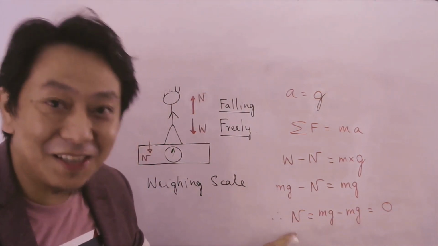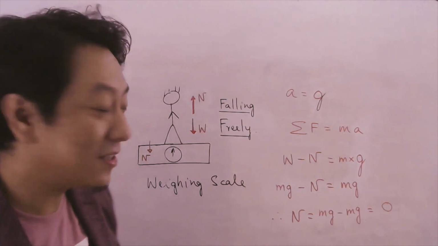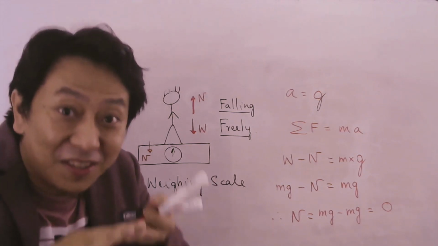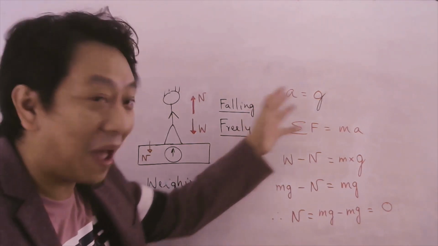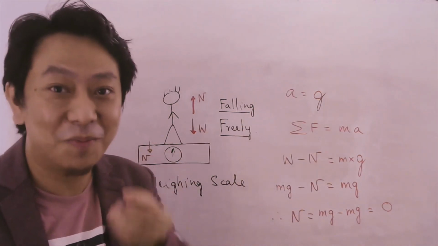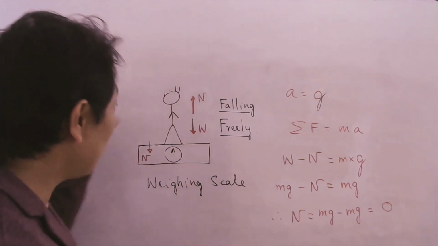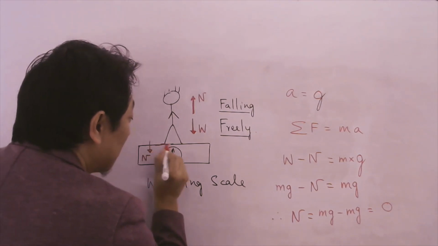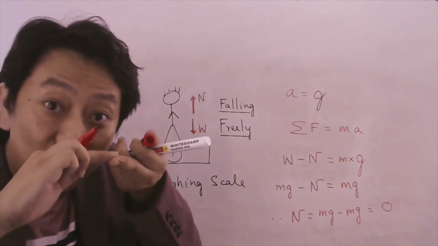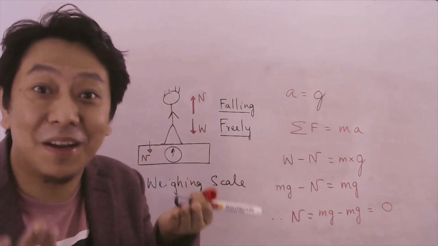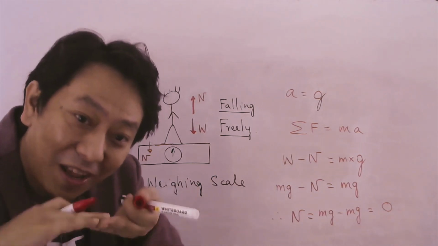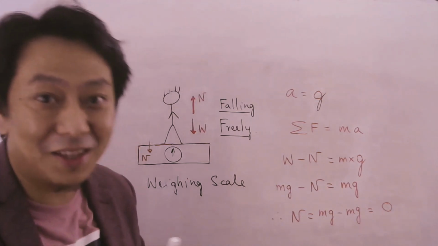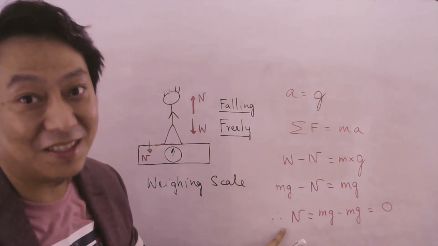What does this result mean? This result means that there is no pressing between you and the floor. It's no pressing. Now, do you need so much of maths to understand this? No, because since the system is falling freely, my shoes and the surface of the weighing scale both are falling together at the same rate, and thus I am not able to press the weighing scale. And since I am not able to press the weighing scale, the normal force is 0.